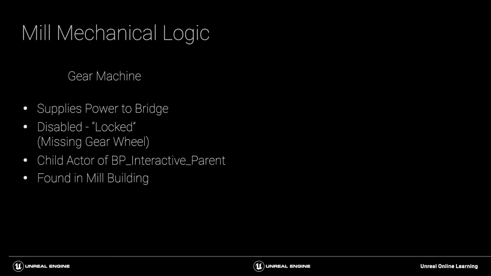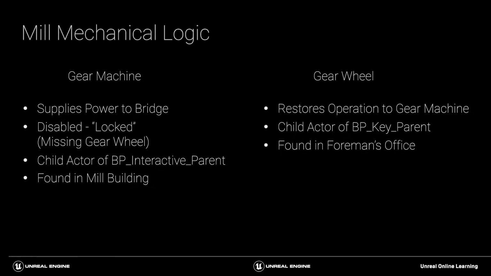And to make it work, because this thing will be kind of in a lock state, non-operational, not supplying power anywhere else in the level, we're going to need a second actor, which we're calling our gear wheel. And the gear wheel is really just a child of the key actor. So the gear wheel essentially unlocks the gear machine, which restores the gear machine to an operational state, which restores power to the bridge. So we're going to need two actors to create at this point.